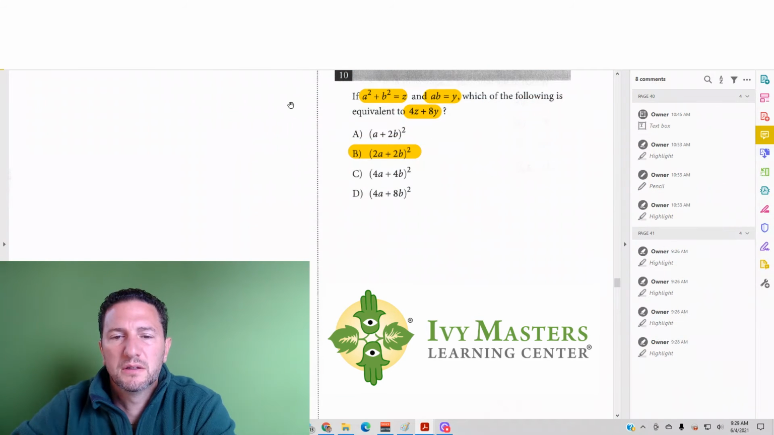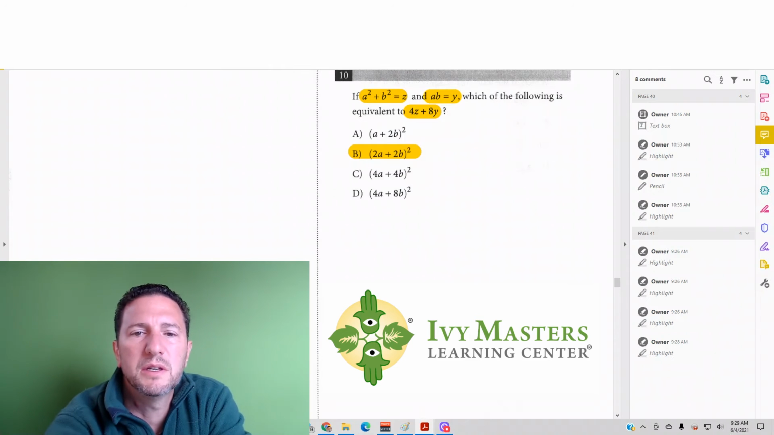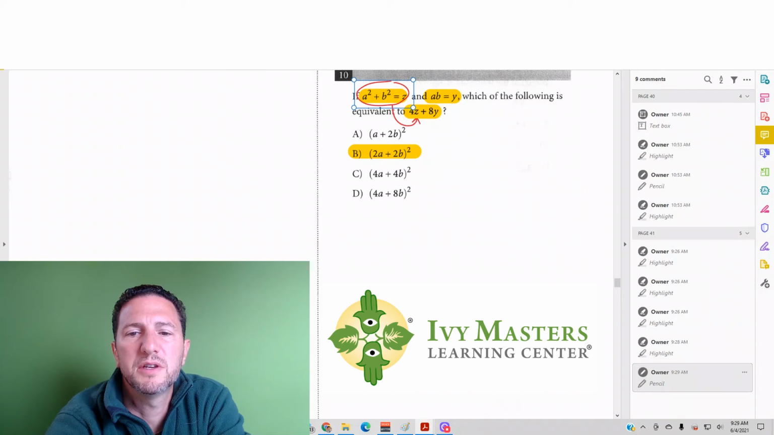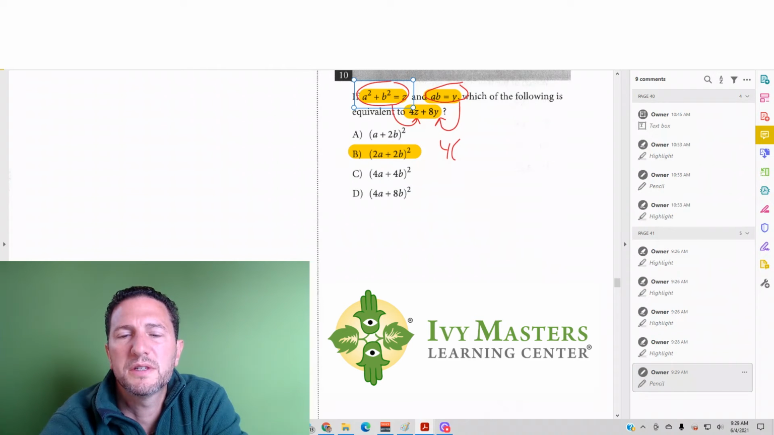So one thing we could do algebraically is we could substitute. So if z equals a squared plus b squared, in place of z I could put a squared plus b squared. If y equals ab, in place of y I could put ab. In that case, I'd get 4 times a squared plus b squared plus 8 times ab. And then when I distribute over here, I get 4a squared plus 4b squared plus 8ab.